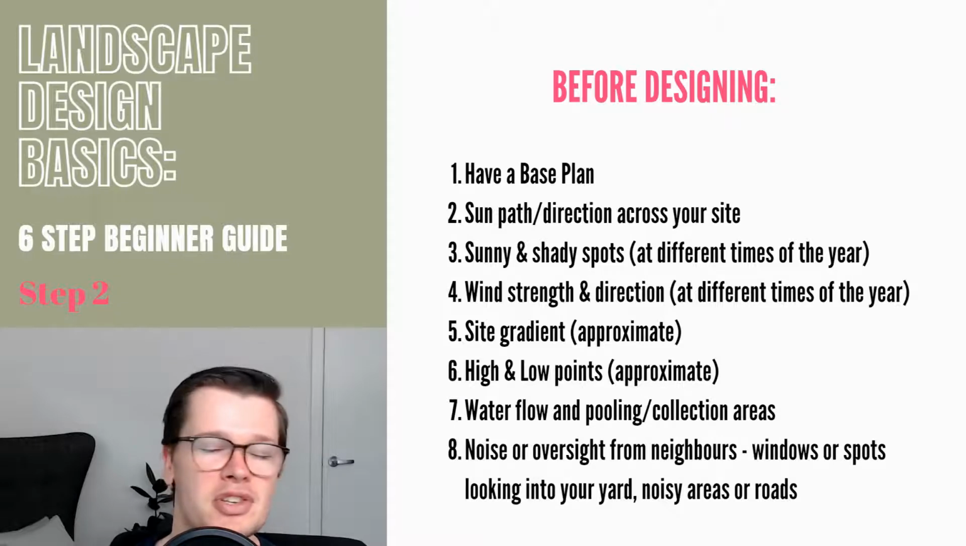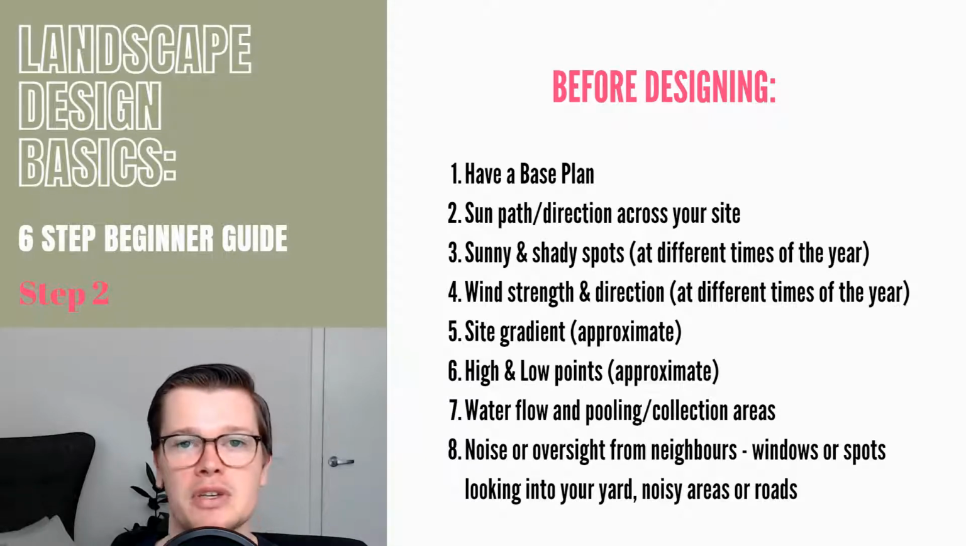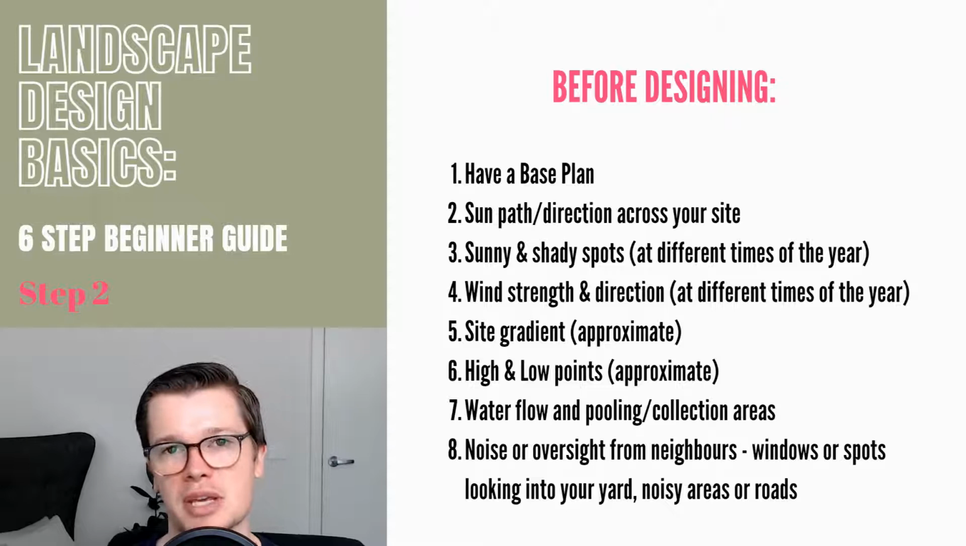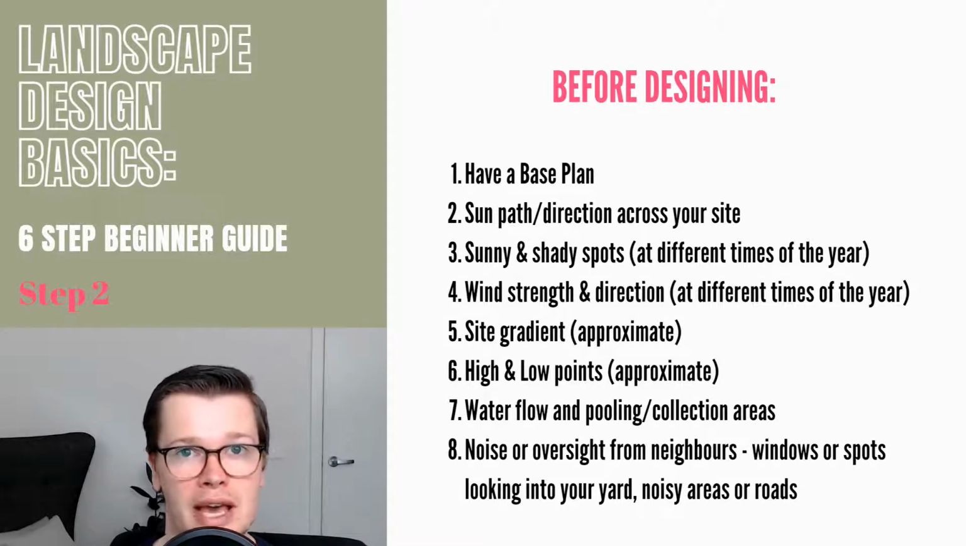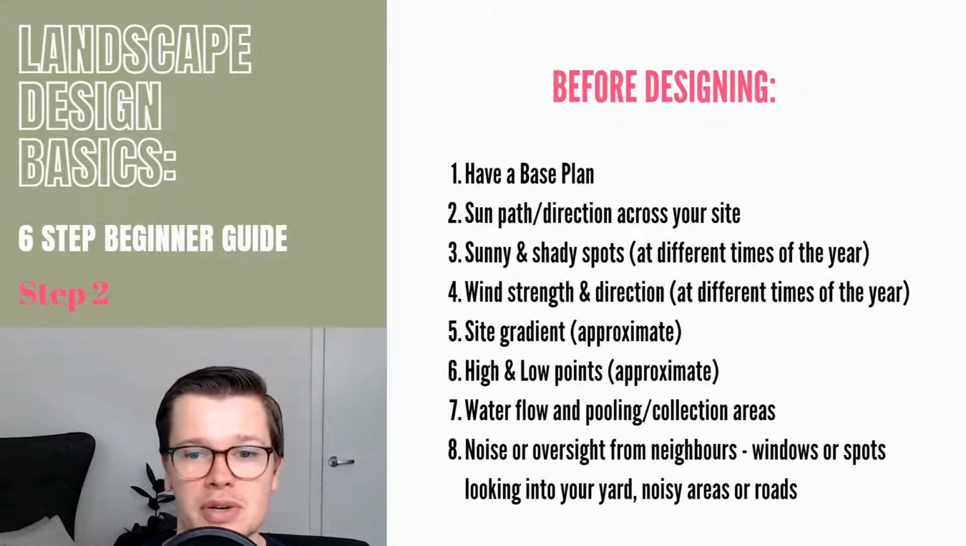Last one that I mentioned in the first video is when you've got noise or oversight from neighbors. So in this case, it could be things like if they've got windows or doors that look out into your property, you may want to cover those up depending on what you want to do outside. Also, maybe spots outside in their yard, so maybe they have an entertaining area that's close to a boundary that can look into your yard as well.